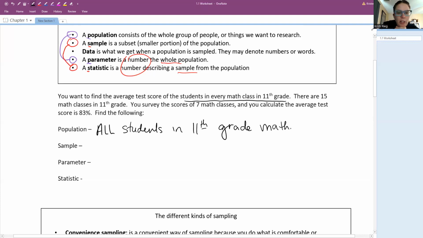The sample is just going to be the chunk of people that we interview or talk to determine this, because we're not going to be surveying all the students. That's too many. So the sample is going to be just who we talked to. So we talked to the 7 math classes. So we're going to say the students, oops, trying my new pen with my eraser. That was cute. All right, so the students in the 7 math classes surveyed.